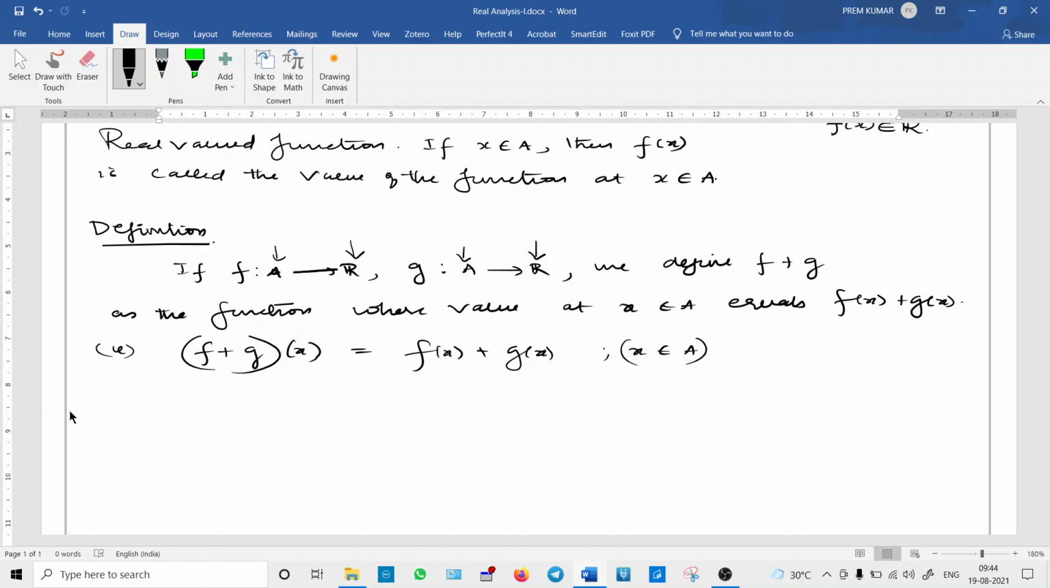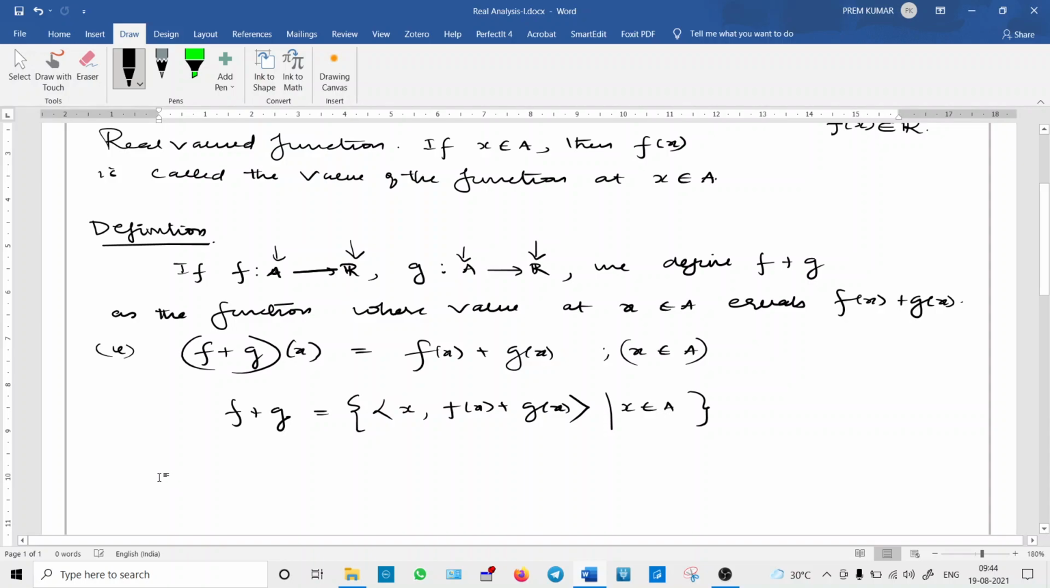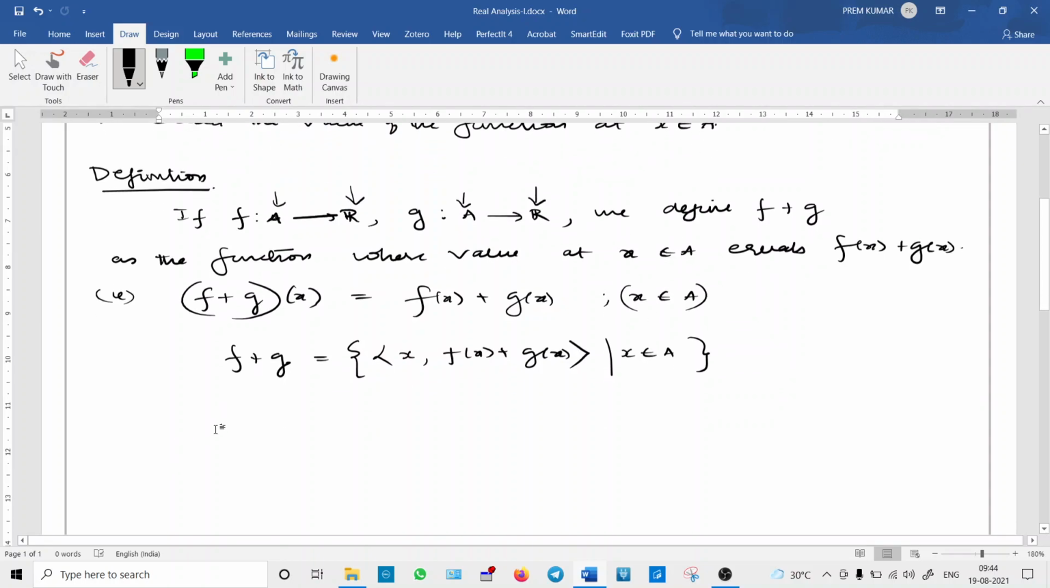And how to write it in set notation? f plus g equals, always a function can be written as a set of all ordered pairs. We already discussed that. So how to write this ordered pair? The set of all elements x, comma, f of x plus g of x, where x belongs to A. The author uses this symbol for ordered pairs. This is the set notation corresponding to f plus g.